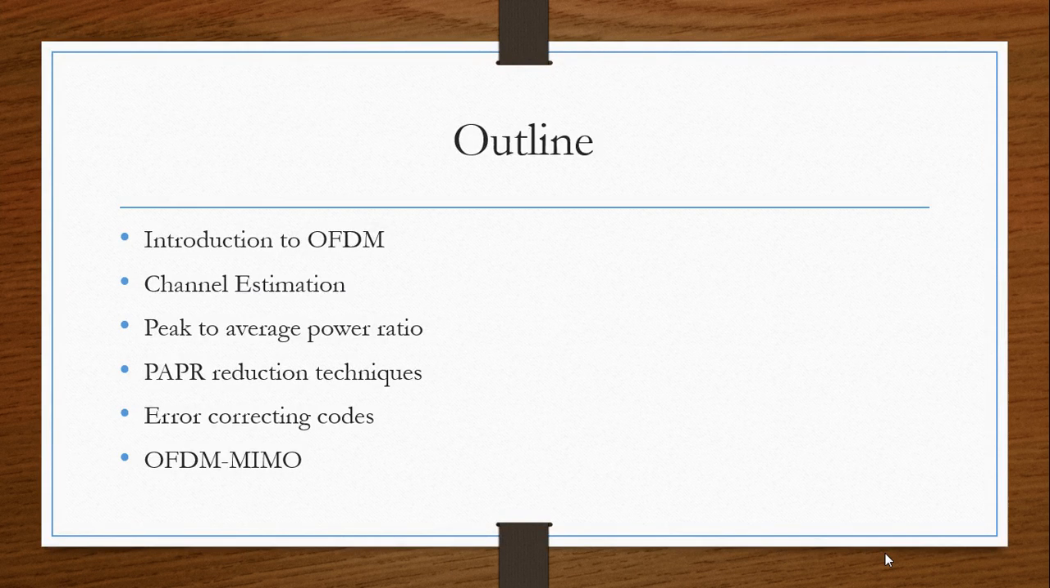First, I would like to go through the outline, so how we are going to approach this project. The first is introduction to OFDM, which is orthogonal frequency division multiplexing. So here we'll come to know what exactly is OFDM. The second is the channel estimation techniques, the different techniques that are used to estimate the channel so that the data is received better. One of the critical parameters to be considered when using OFDM is peak to average power ratio, and since it is one of the critical parameters, we have to also consider the various ways to reduce it.